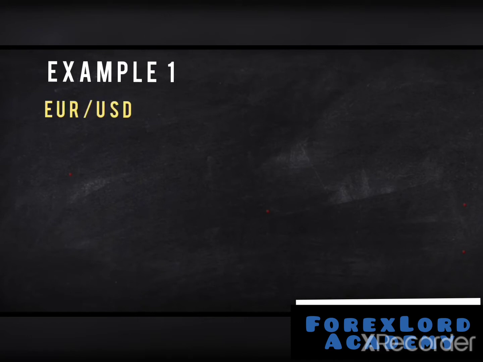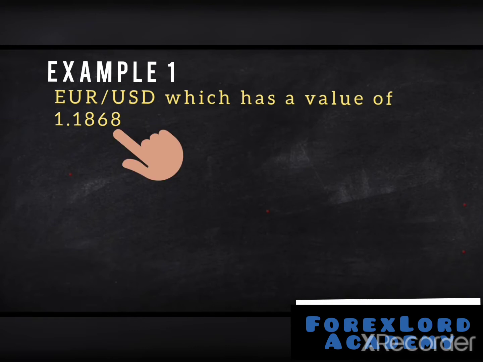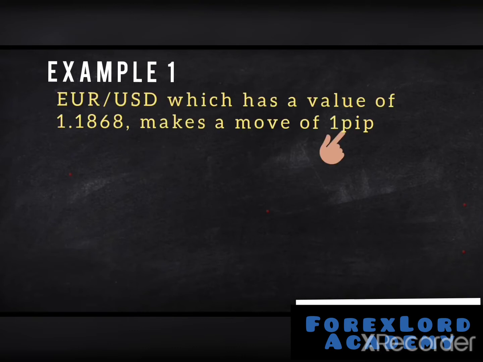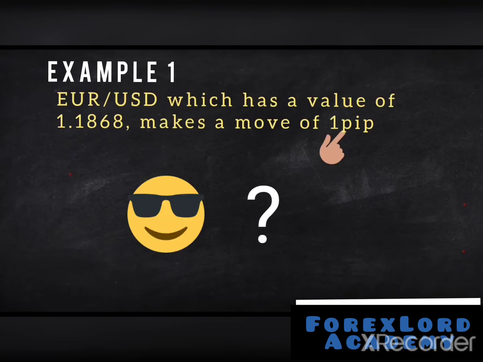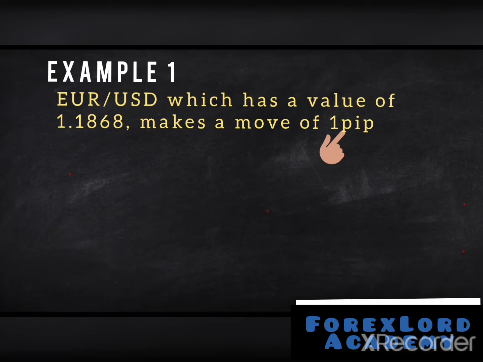EUR/USD. If EUR/USD, which has a value of 1.1868, makes a move of 1 pip, what will be the new value? Short method: simply add 1 to the 4th decimal place.